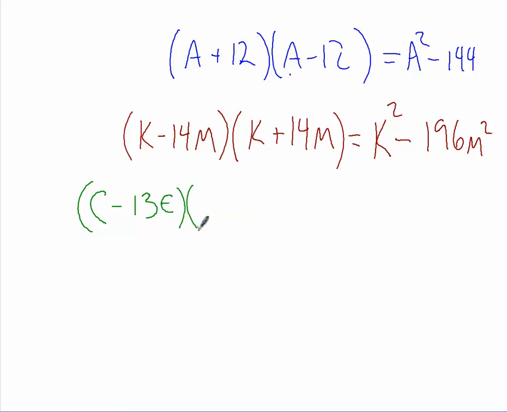C minus 13E times C plus 13E. So go ahead and multiply this out using your special case difference of squares. It shouldn't take you too long at all. All right, Stella? C minus 169 E squared. So is this what you have right now? Oh, sorry. I meant C squared. Okay. Are there any questions on how to multiply or how to expand a difference of squares?